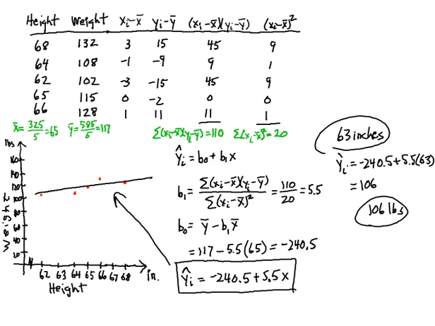Let's go ahead and graph that. 63 would be my height. So I'm going to really kind of rough sketch this. And so at that point on the line, 63 corresponds to the 106 pounds. So that's a rough sketch, so it's not perfect there, but hope you get the idea.